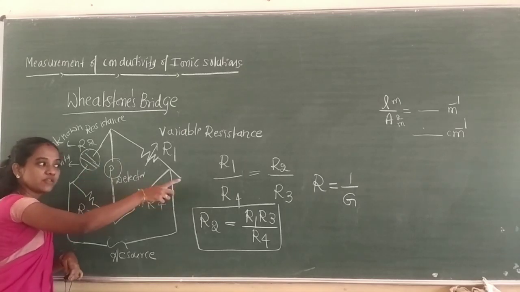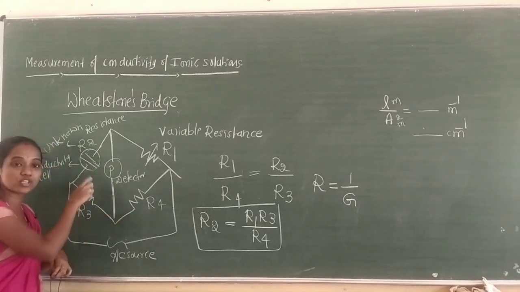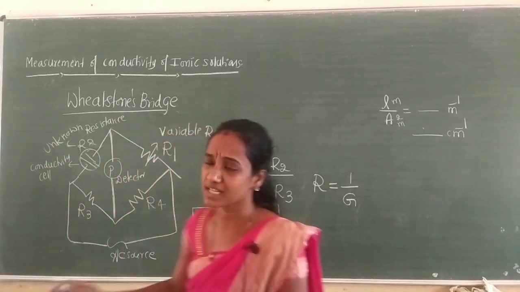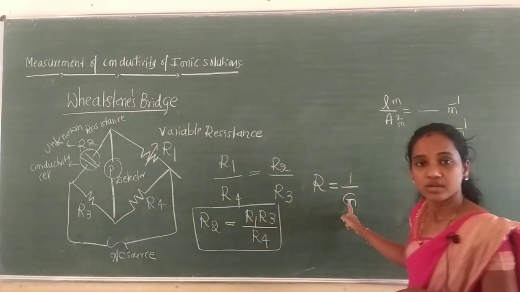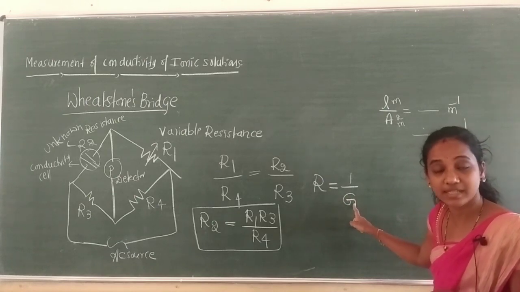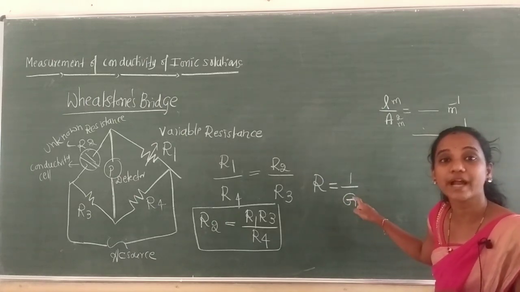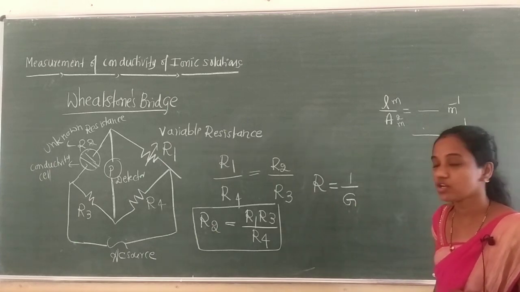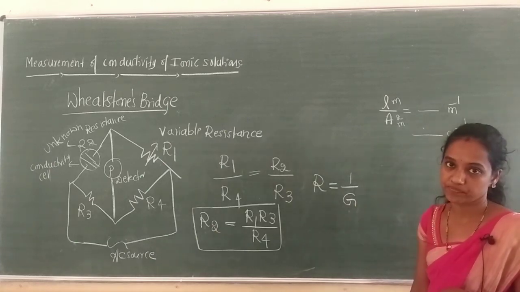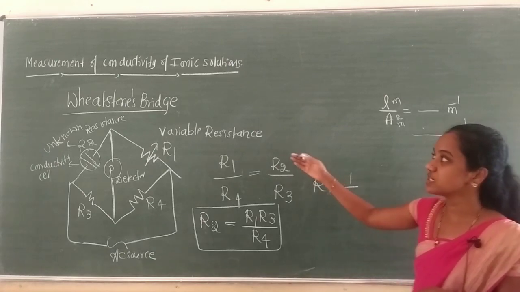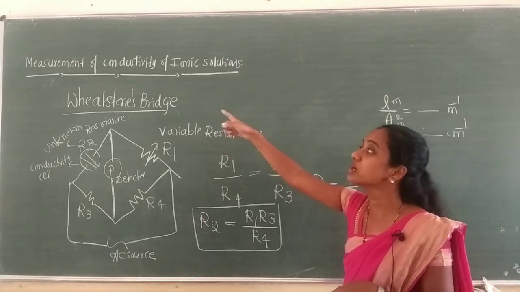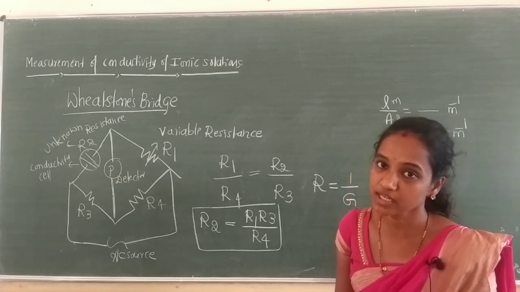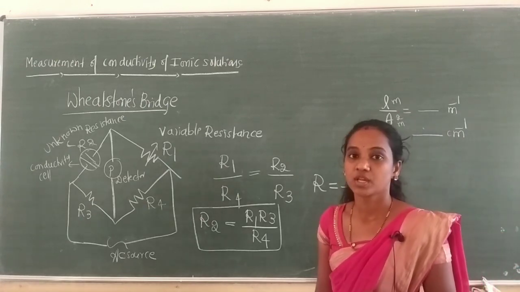In other words, if we know the conductance of that solution, we can measure the conductivity. What is conductivity? It is nothing but the conductance of a solution when it is 1 meter long and the area of cross section is 1 meter square. That is the difference. So this is about measurement of conductivity of ionic solutions.